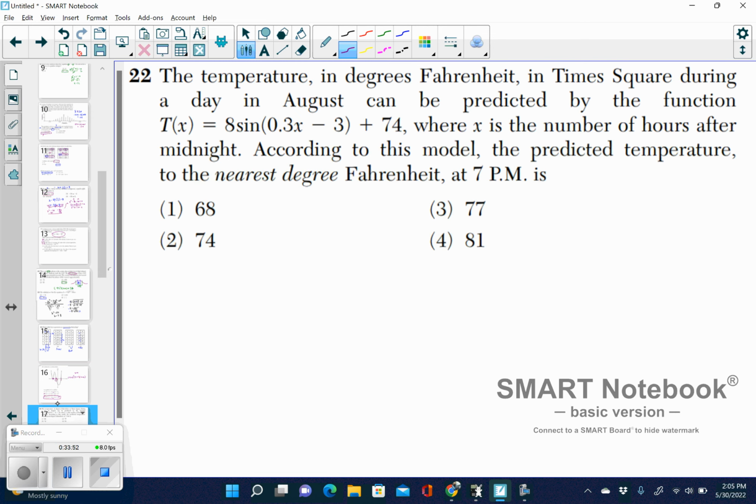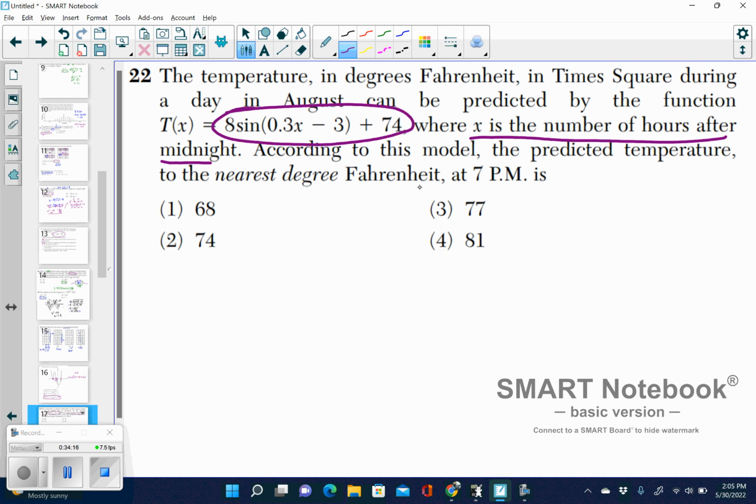Okay. Question 22. We're getting there. If we take a look at this right here, it says x is the number of hours after midnight. There is a big hint. So it's asking you, according to this model, so they're giving us a model here.